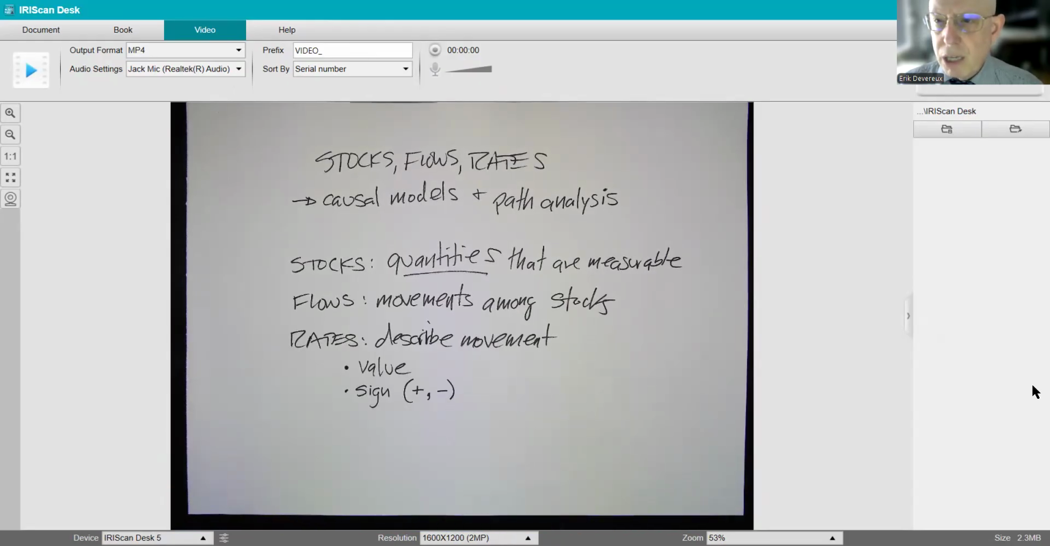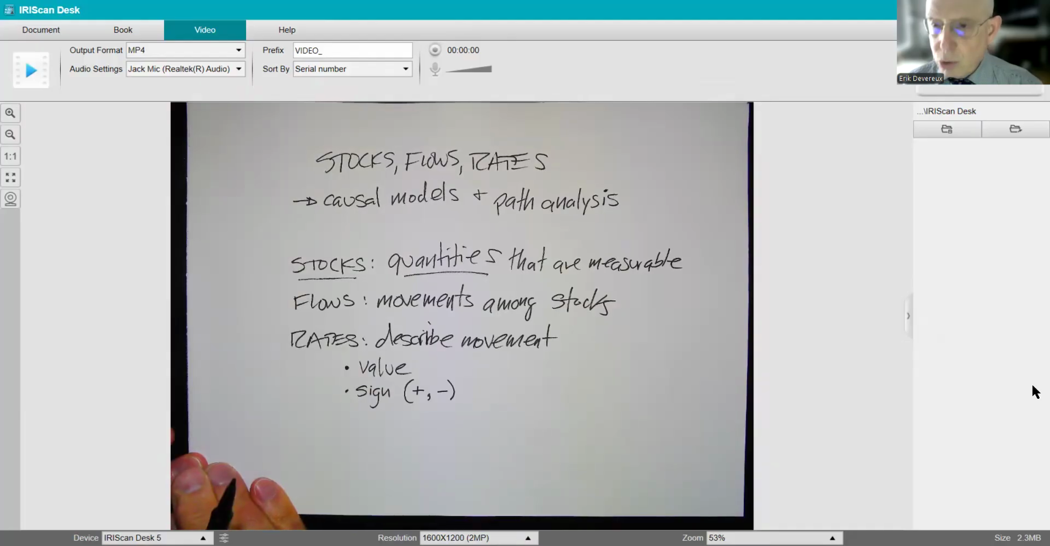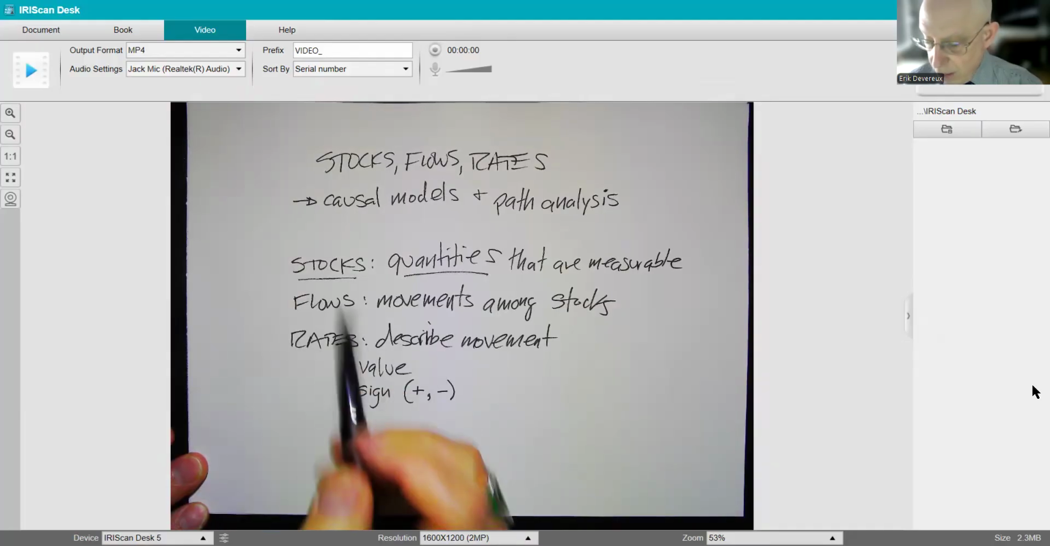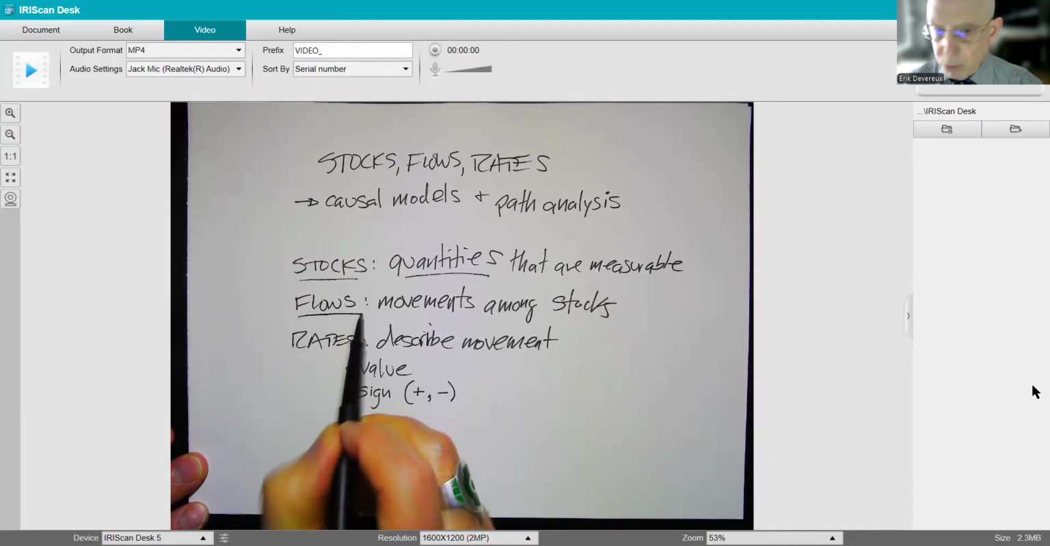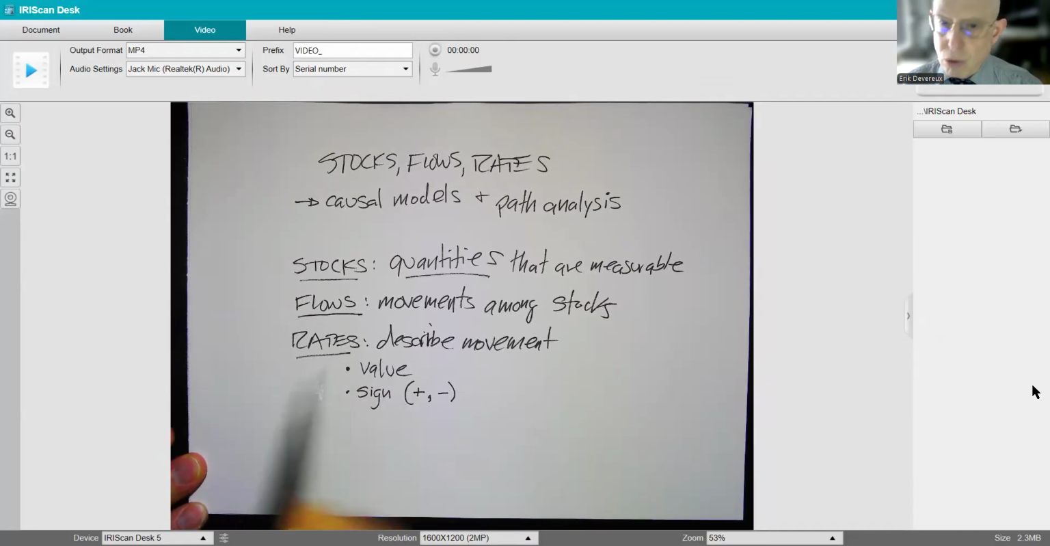Plus means that there's a positive relationship happening here, where as something increases, something else will increase. And a minus means there's an inverse relationship. As something goes up, something else goes down. So these are the components we work with. Stocks, quantities that we can measure and label as basically some form of stuff that we can count. Flows, movements between stocks, rates that describe those movements, okay? And with these tools, we can begin to build a model.